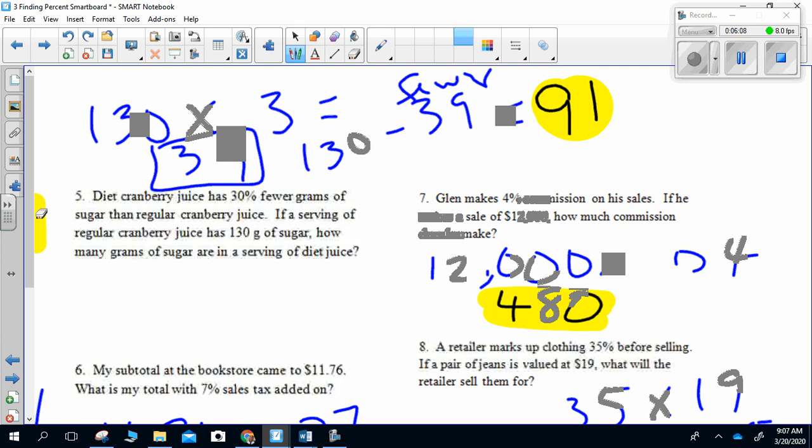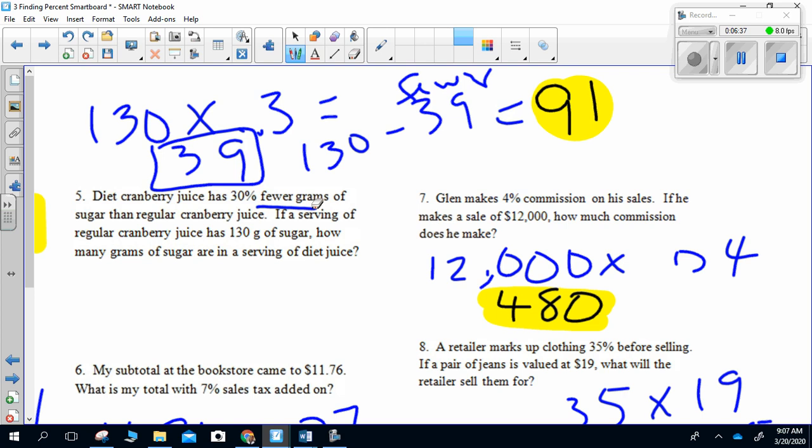On question 5, I need to multiply 130 times 0.3 or 3/10 because 30% is 3/10 as a decimal. When I multiplied that, I got 39. And because it has fewer calories, I took that 39 and I subtracted it from the 130. And so in a diet serving of cranberry juice, there are 91 grams of sugar.